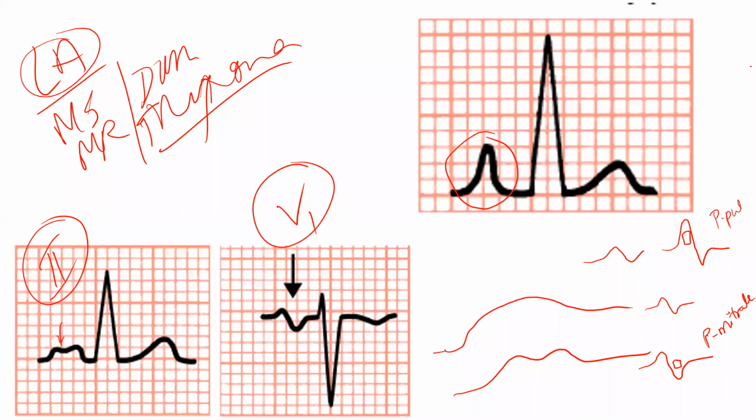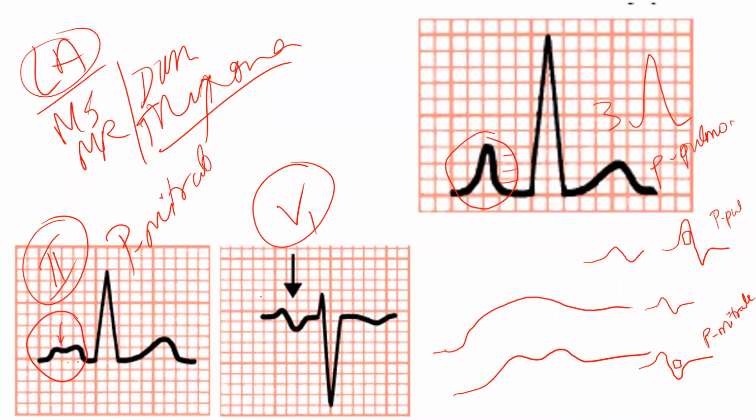This is what I showed you, in lead 2. There is a broad P wave, see, 3 boxes it has covered here: 1, 2, 3 small boxes. This is P mitral. Here see 1, 2, 3. Three small boxes, it is tall. This is P pulmonale.